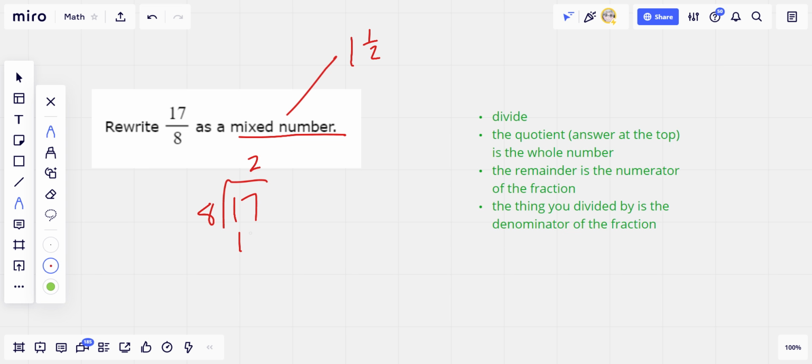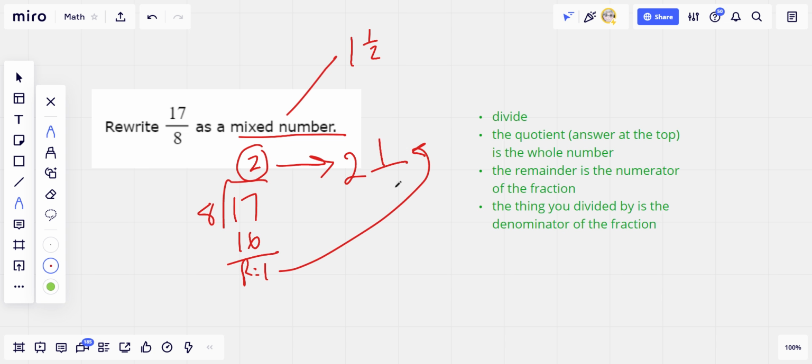So 2 times 8 is 16. And I've got nothing else to bring down, so I have a remainder of 1. So this is our remainder. The whole number is going to be this part. So our whole number is 2. Our remainder is going to be the numerator of the fraction, and the denominator of the fraction is going to be our original denominator. So 17/8 is the same as 2 and 1/8.